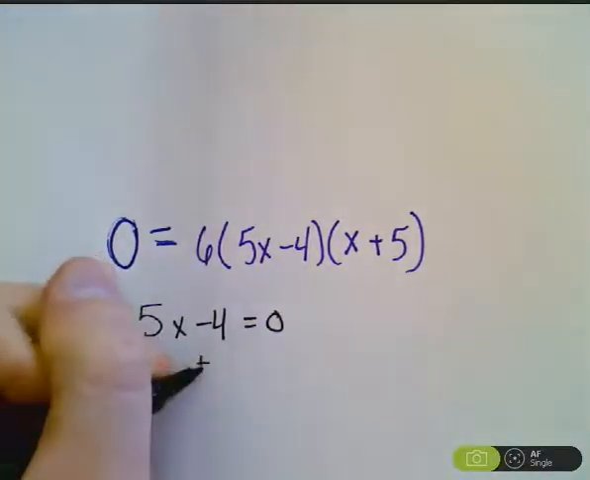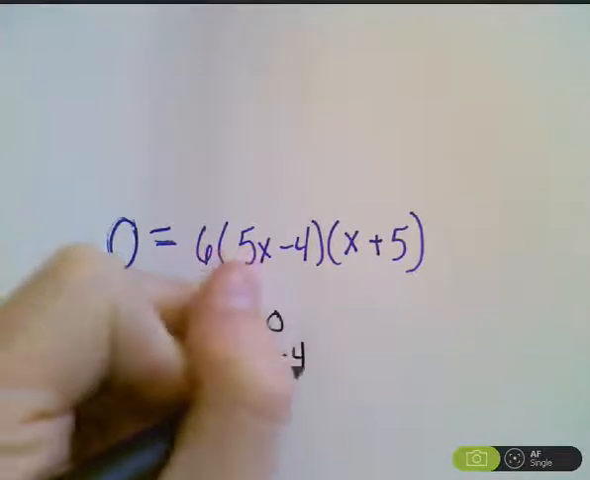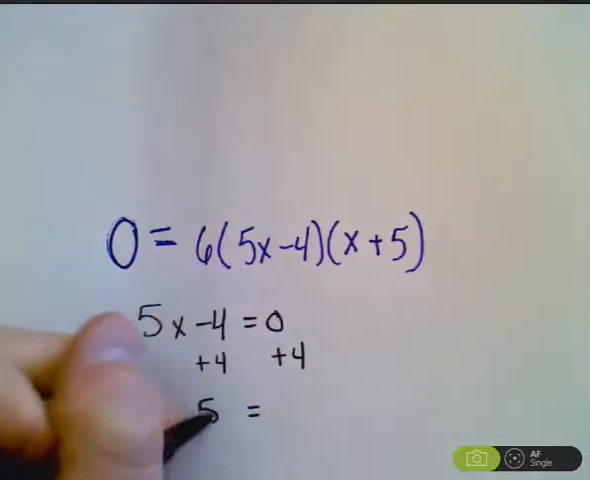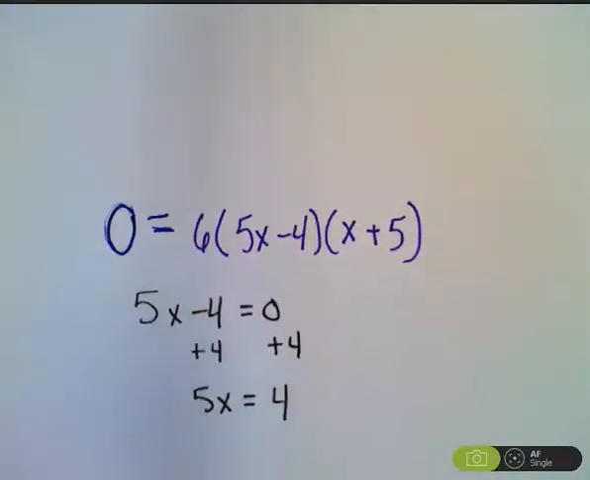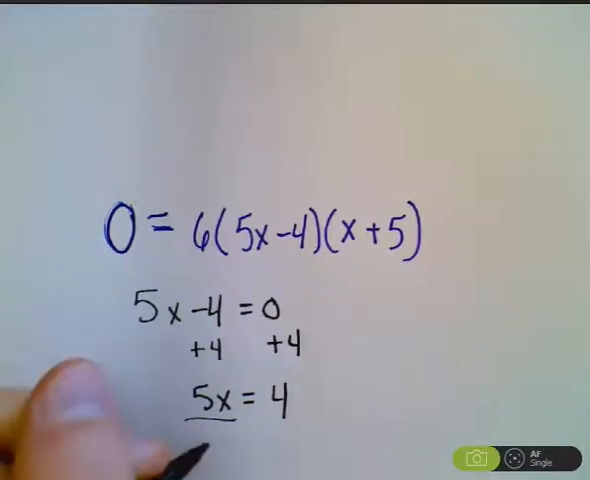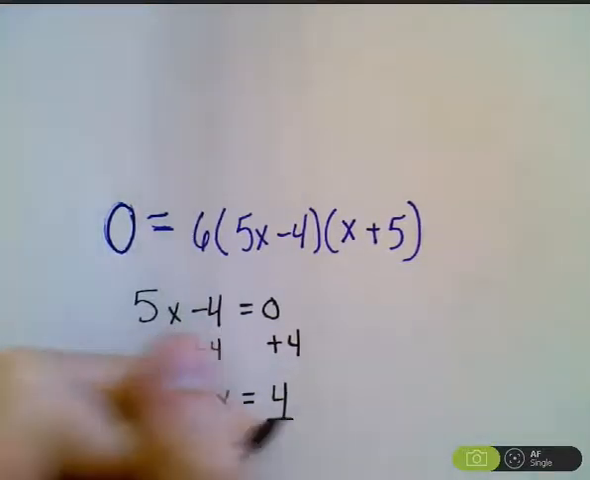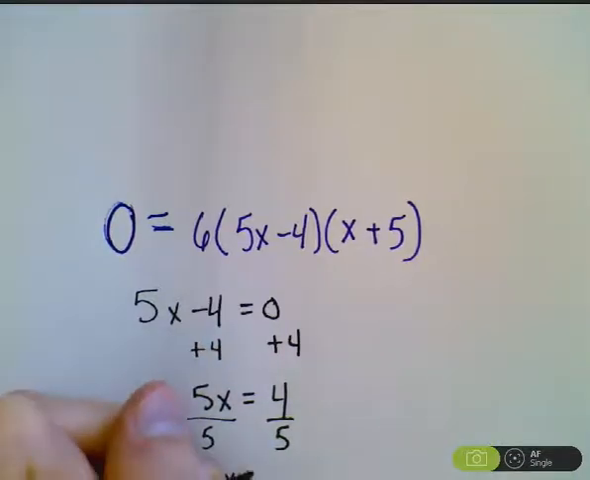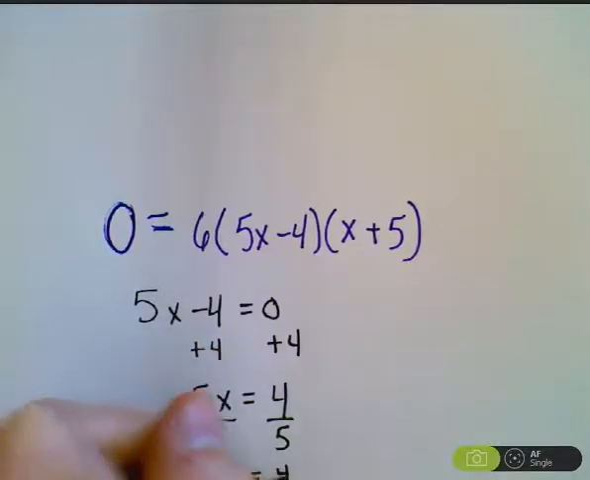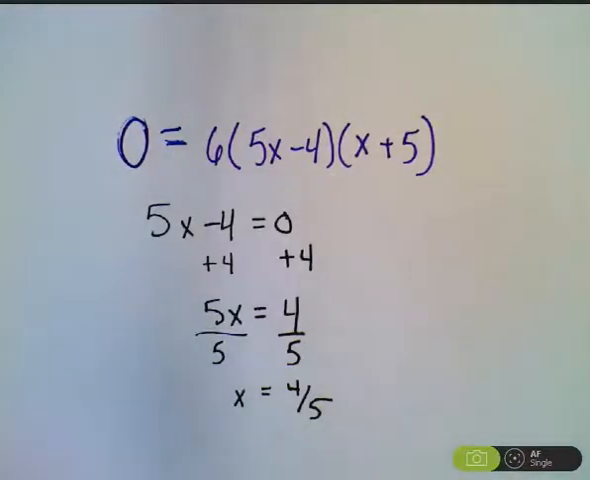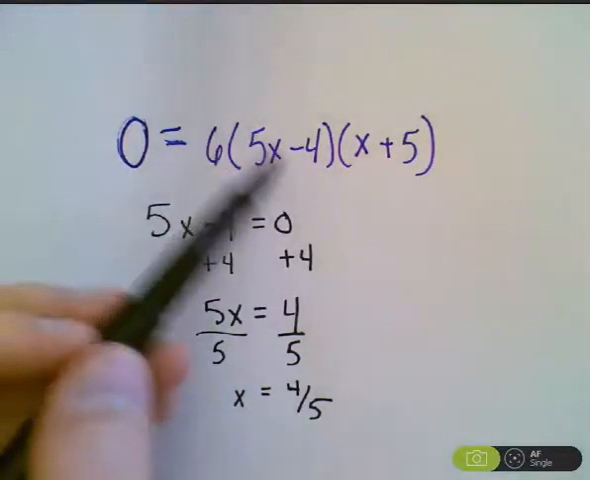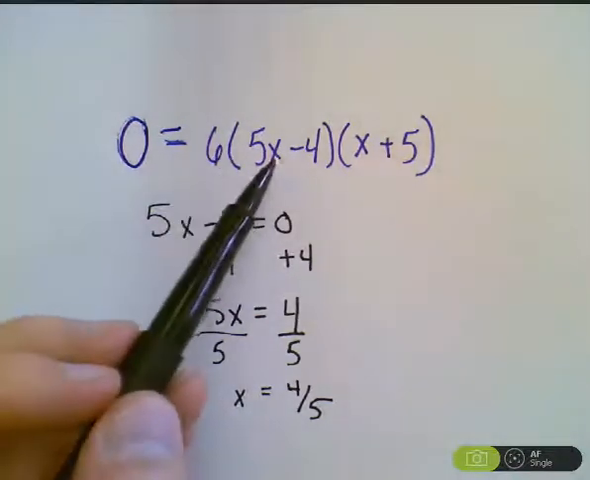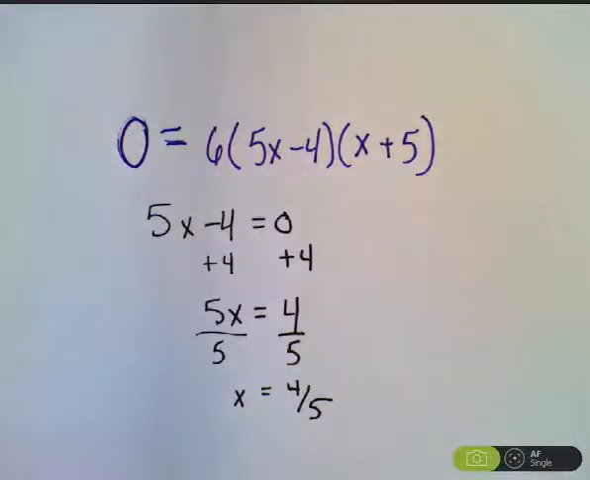So to solve for x, I'm going to add 4 to both sides. We get 5x is equal to 4, and then if we divide both sides by 5, we will get x by itself. So therefore x equals 4 over 5. So whoops, let me move that up there for you. So x equals 4/5 is one of our roots. When you plug in 4 over 5 for x here, you're going to get 5 times 4 over 5 minus 4, and that will get you 0.